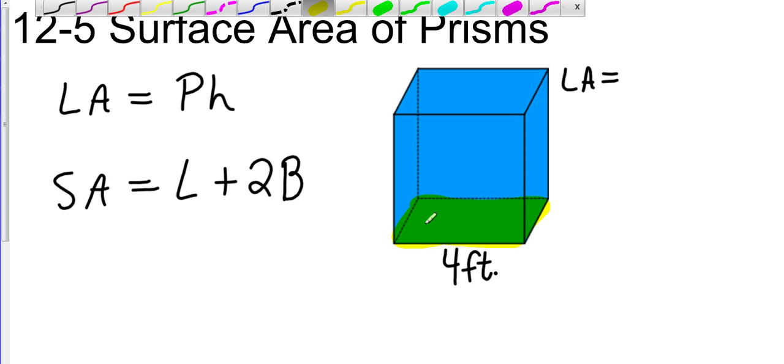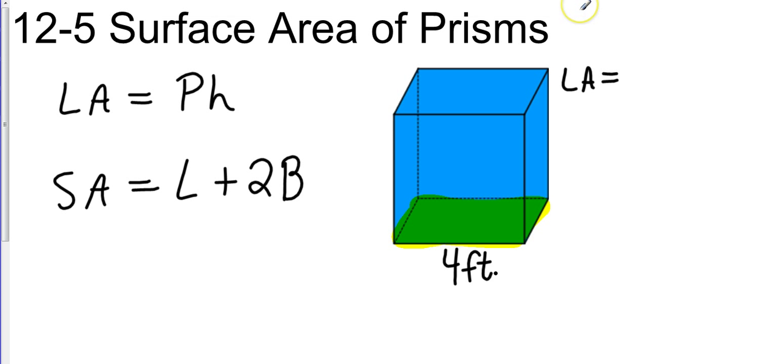And so if that base is 4 by 4 by 4 by 4, perimeter is found by adding up all of those sides. So that perimeter is going to be 16. And then obviously my height is also going to be 4 because every side of this shape is 4. Okay, and so that gives me a lateral area of 16 times 4, which is going to end up being 64.